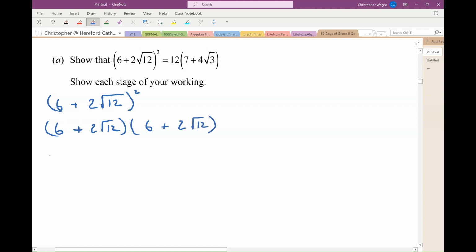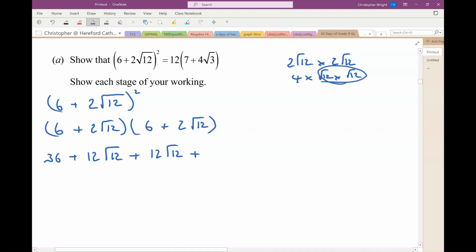So 6 sixes are 36, plus 6 times 2 root 12 is 12 root 12, plus 2 root 12 times 6 is 12 root 12, plus, and now I'm doing this, 2 root 12 times 2 root 12. Well, that's 4 times root 12 times root 12. Root 12 times root 12 is 12, so that's just 4 12s, 48. So now let's simplify this. Shall we? I've got 36 and 48, that's 84, plus 24 root 12.